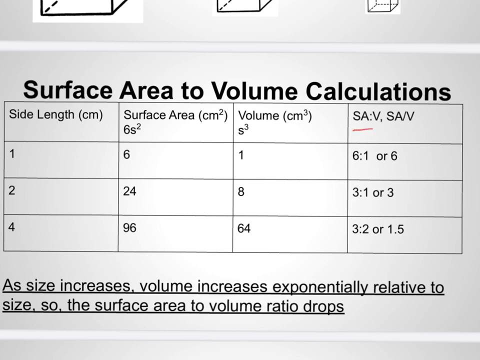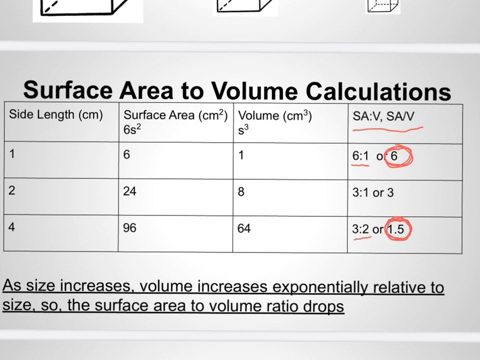So if you compare the surface area and the volume of each one, the surface area to volume ratio, where we divide the surface area by the volume, we find that the largest cube, down here, has a surface area to volume ratio of 3 to 2, or if we divide it out, 1.5. And the smallest cube has a surface area to volume ratio of 6 to 1, or if we divide that out, 6. So this small cube has a much higher surface area to volume ratio than the large cube.